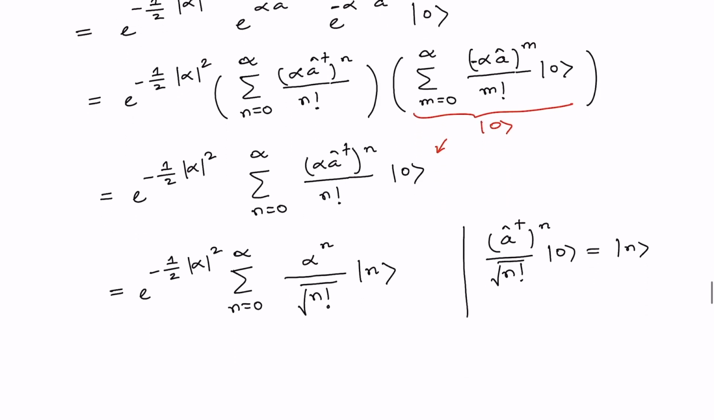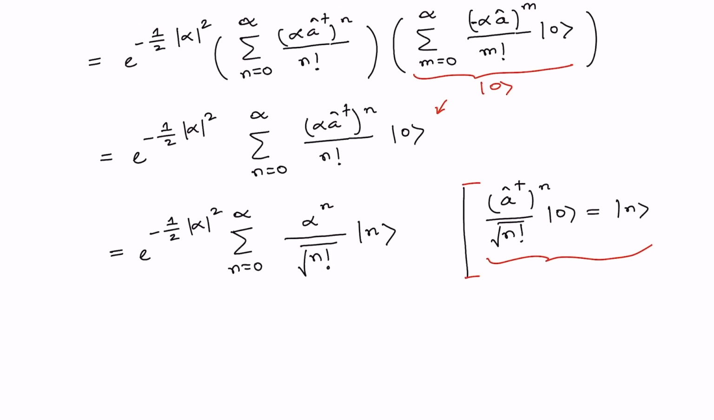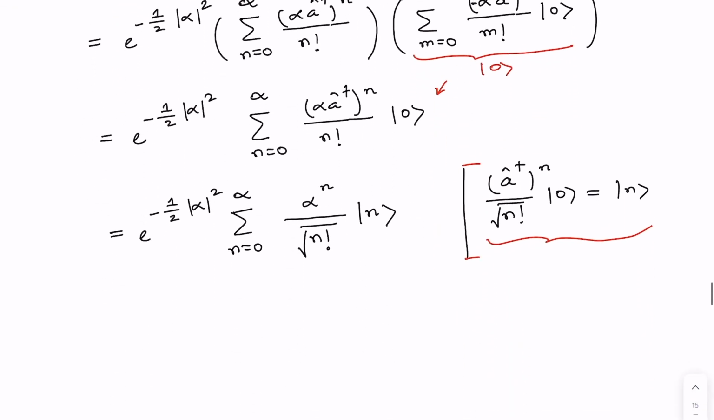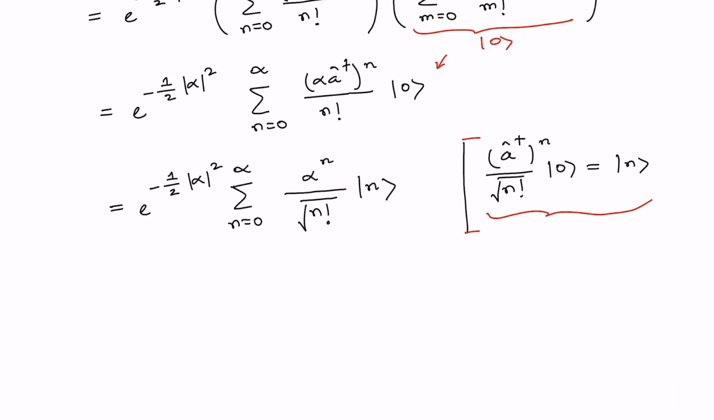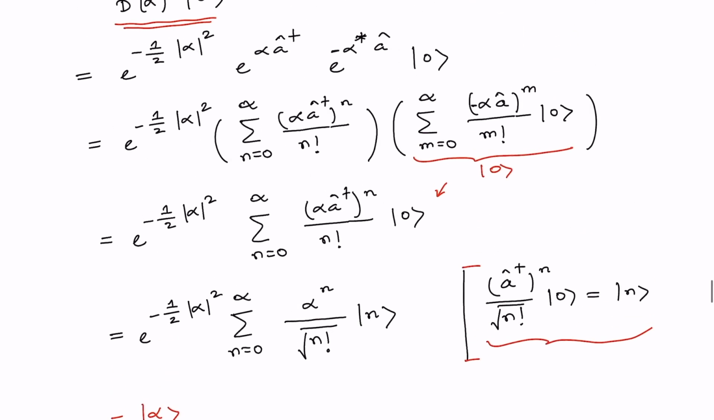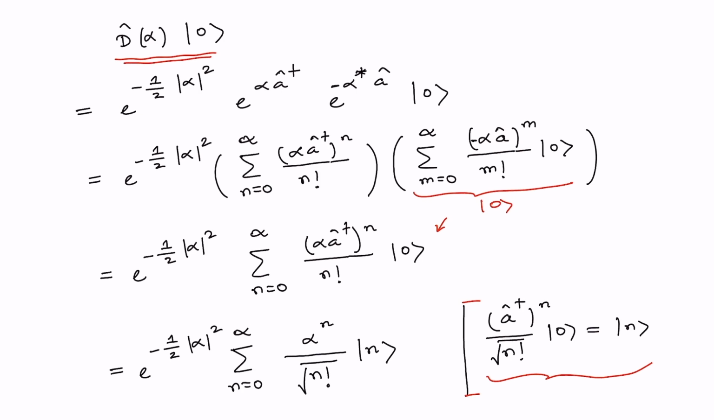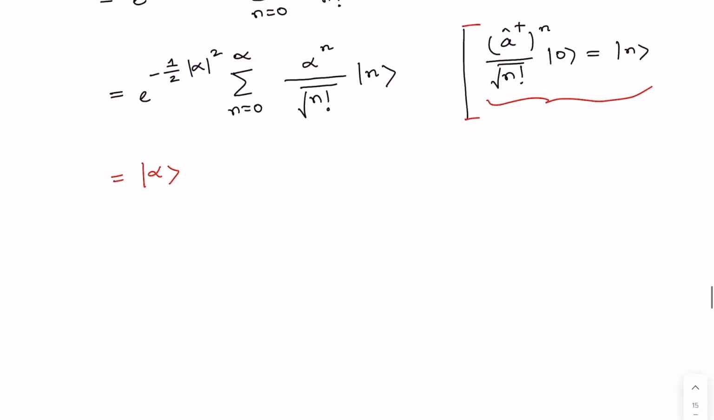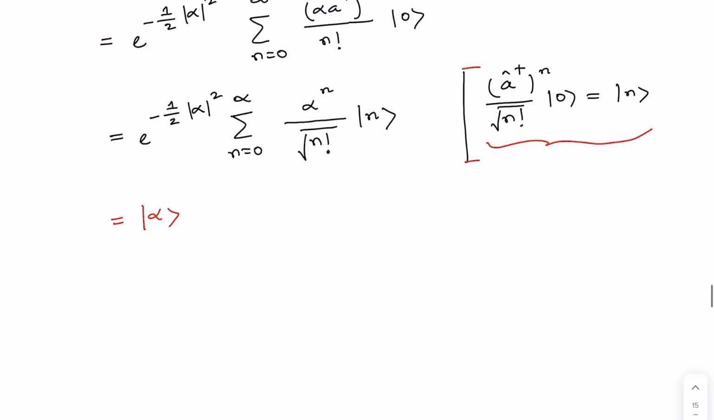And then, as I have already told you some time back, utilizing this one, when your displacement operator is applied on the ground state, ultimately you get this particular expression. As you can see, this expression is nothing but the so-called coherent state. Thereby we have shown that when the displacement operator is applied on the ground state, you get the coherent state. That's the reason why a coherent state can be referred to as a displaced ground state.